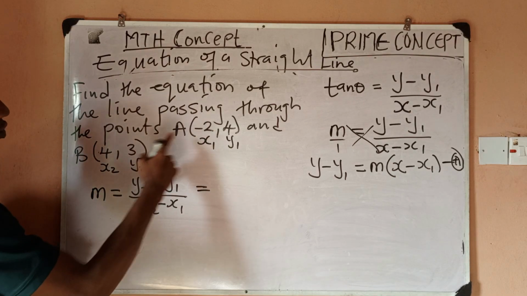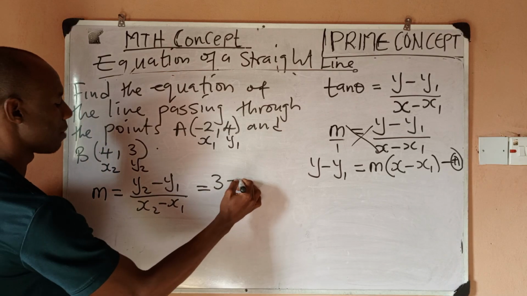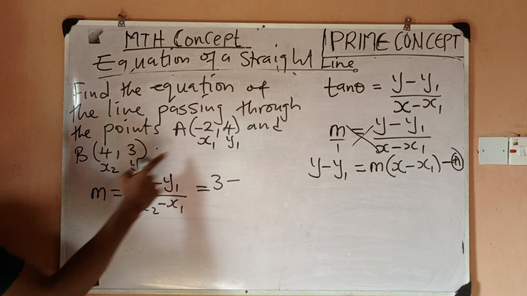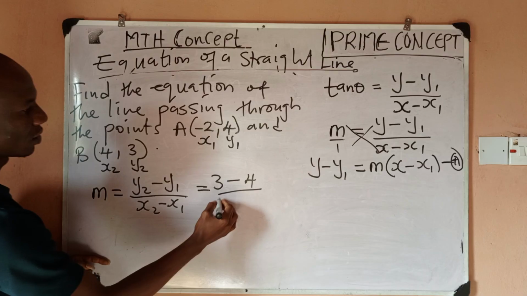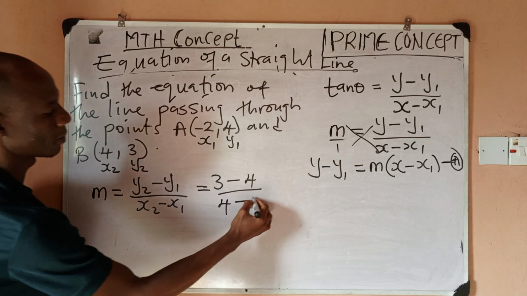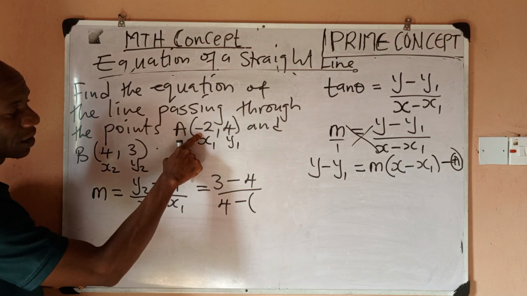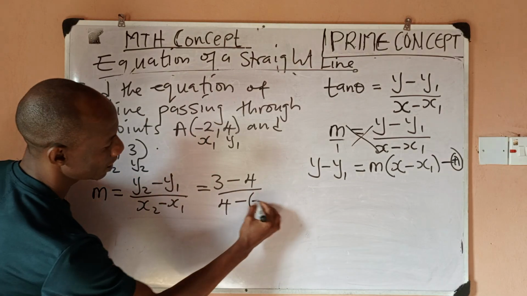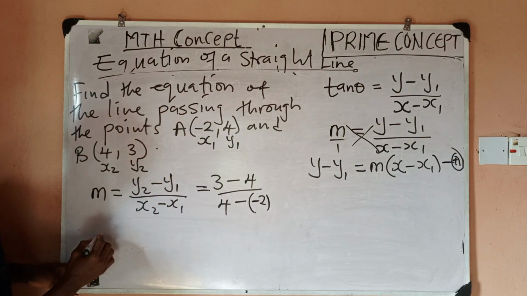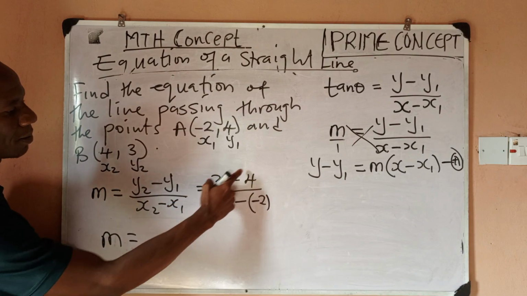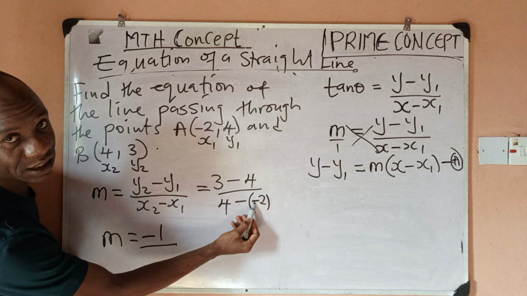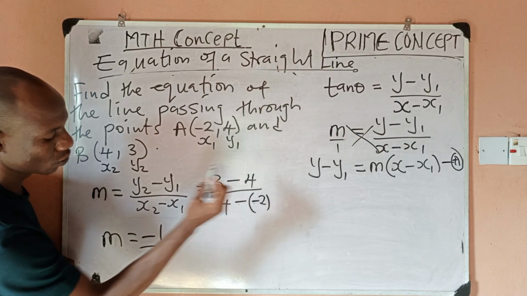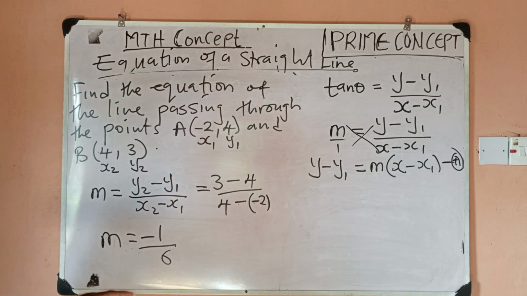So what is my y2? 3 minus my y1, which is 4, all divided by my x2, which is 4, minus my x1. Notice I'm going to use a bracket because my x1 is -2. So I'm putting a bracket, -2, so that you can simplify the work. Then your slope is going to be 3 minus 4, which is -1, divided by 4 plus 2, because minus multiplied by minus becomes plus, which is 6. So my slope is m equals -1 divided by 6.